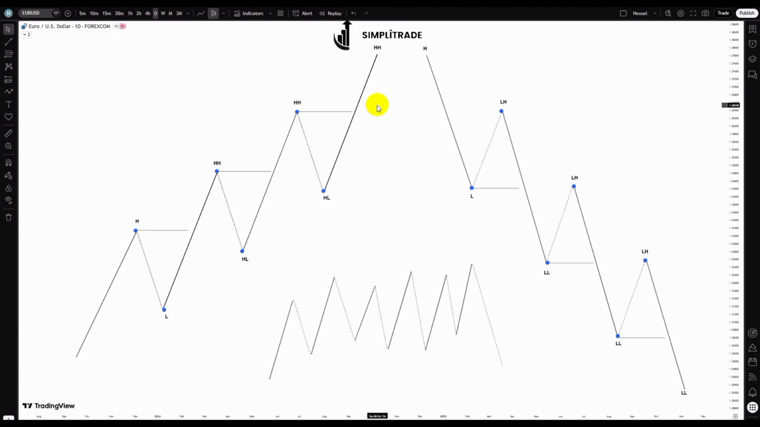In the last lesson, we discussed the identification of valid institutional pullbacks. In this episode, we're going to be looking at market structure, but we're going to be looking at market structure from the very basic perspective before we transition to looking at market structure from an institutional perspective.